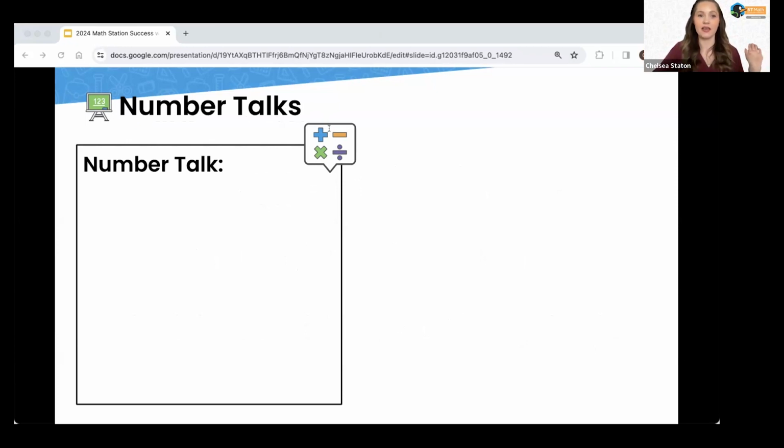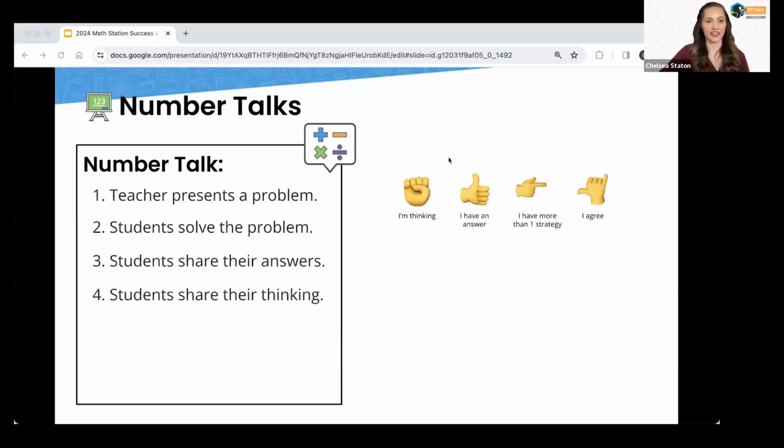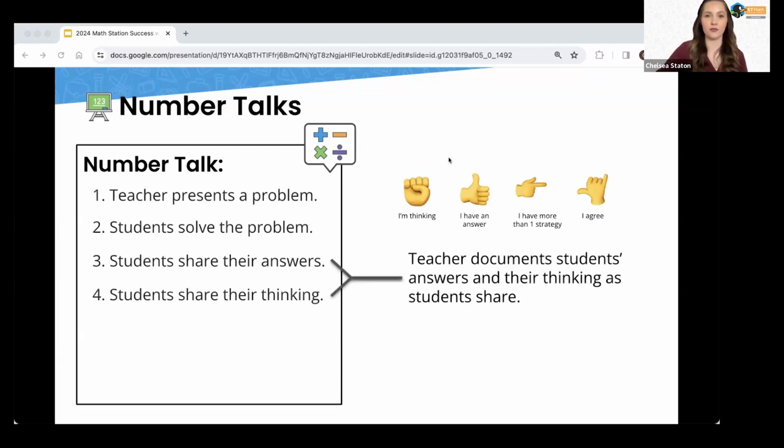We're going to talk a little bit about number talks and puzzle talks, which I believe in the last breakout session, there was a session on puzzle talks. So hopefully you got to go to that. In a number talk, a teacher presents a problem. The students solve the problem, usually independently. Sometimes they use different hand signals to signify where they are in their thinking and solving of the problem. Then they share their answers and their thinking to go along with those answers. And then as a class, we come up with what the real solution is. A lot of this is usually with the teacher documenting students' thinking and what their answers were.